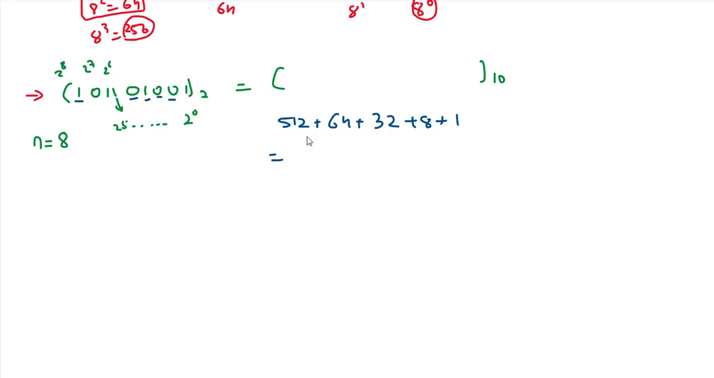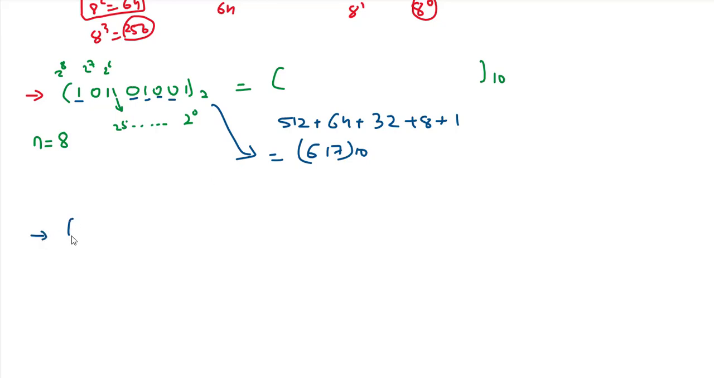Now all you have to do is add them up. So this will be 512 plus 8 will give us 520. 520 plus 96 will be 616 plus 1, 617. So this is the decimal equivalent of this number. Now let us see one more example.